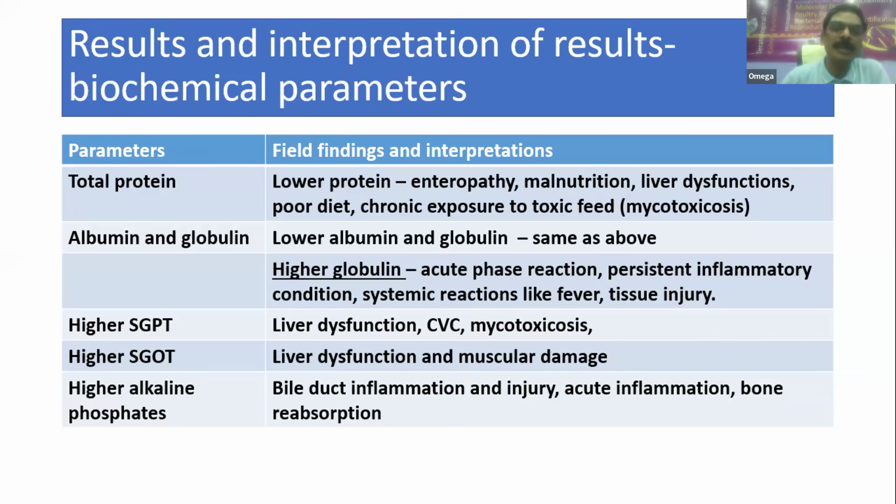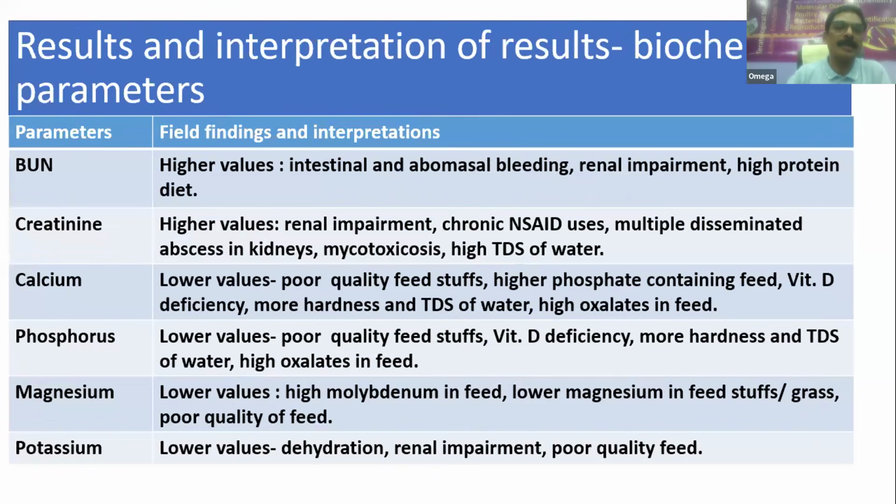Then higher SGOT levels indicate liver dysfunction, chronic venous conditions, and mycotoxicosis. SGPT will be higher in case of liver dysfunction and muscular damage. Alkaline phosphatase will be increased in case of bile duct inflammation and injury, then any kind of acute inflammation, and bone resorption conditions. In all these conditions, we get increased alkaline phosphatase.